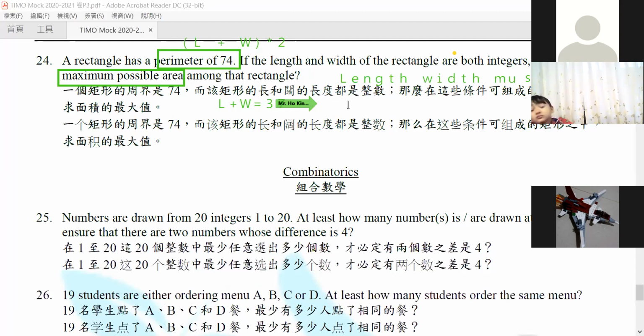So we get that L must be equal to 19, while W must be equal to 18. L equals 19 and W equals 18. So then we get the area is equal to 18 times 19, which is our answer. 18 times 19, what's the answer? It is 342.